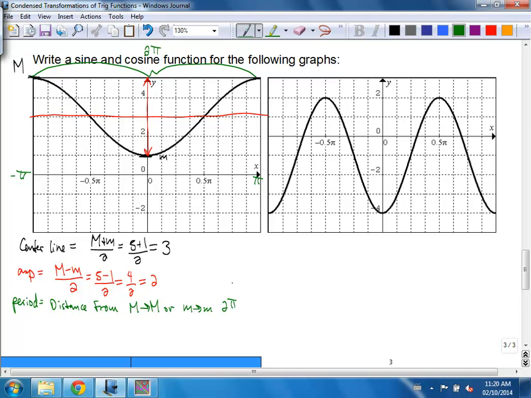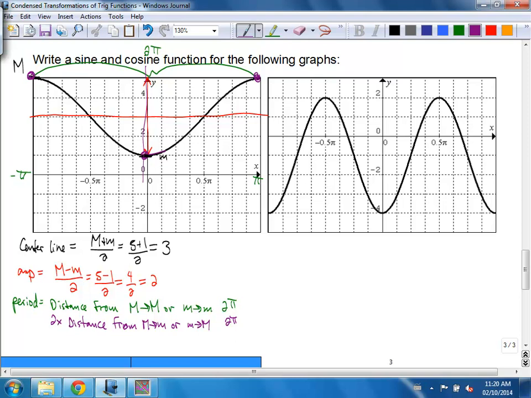There's another way to do it. Did anybody figure out another way of doing this? Yeah, okay. Another way of doing it is to say, well, look at this. This piece is exactly half, as is this piece right here. So 2 times the distance from a maximum to a minimum, or a minimum to a maximum, will also tell you what the period is. That's exactly half of a cycle if you go from one extreme to the other. So in our case, it still would give us 2 pi.